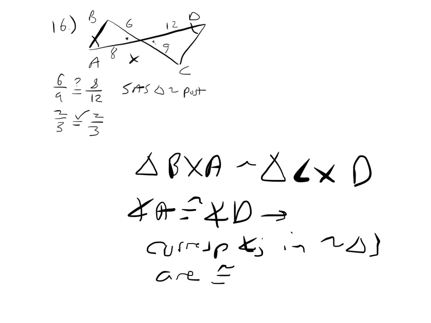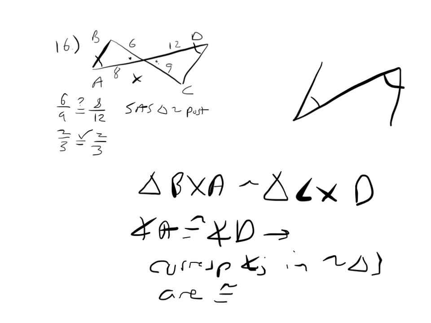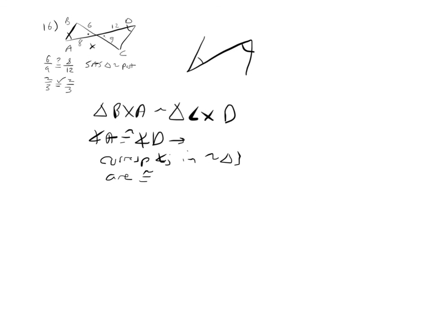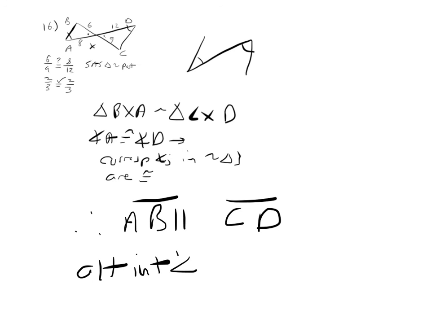And what kind of angles are those? Those are alternate interiors, and therefore we know then that alternate interior angles give me parallel lines. So therefore I'm going to get AB is parallel to CD, and my reason is going to be alternate interior angles congruent yields parallel lines.